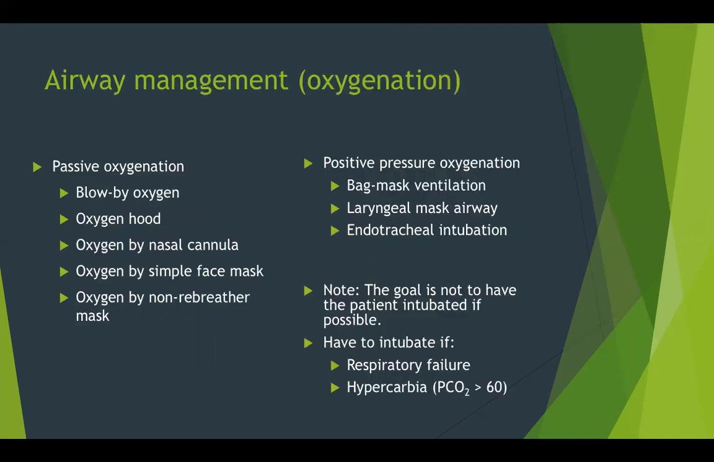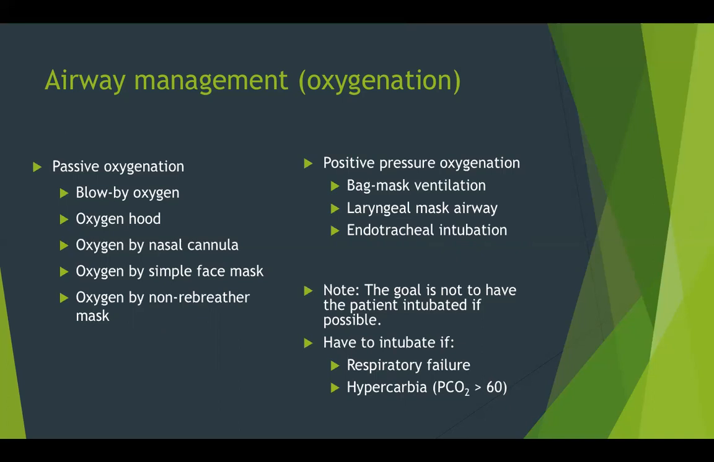If the patient requires more of a positive pressure, then you have to do bag mask ventilation, or if there's obstruction and you can't get to the trachea, you probably will use a laryngeal mask airway. If you can easily intubate, then endotracheal intubation is a worthwhile approach to have immediately. The goal is not to intubate somebody if you don't have to. However, there becomes a time where you basically have to intubate.